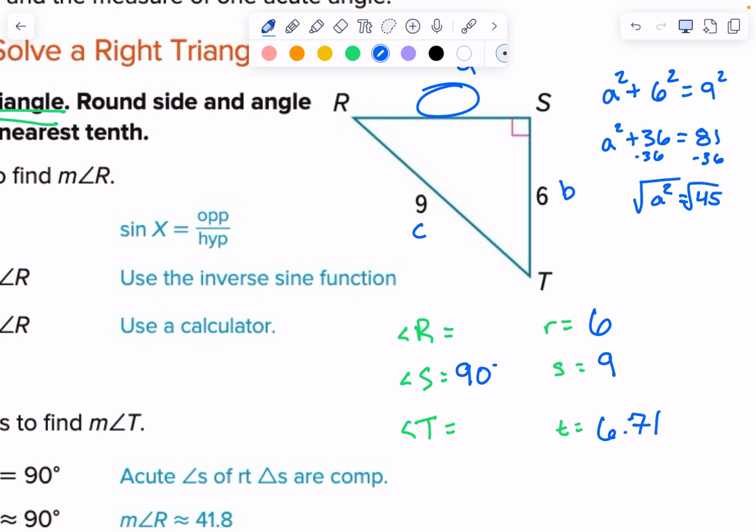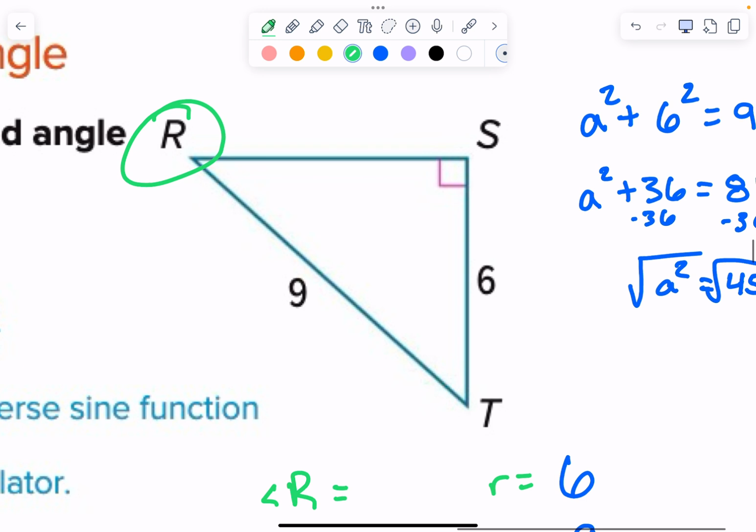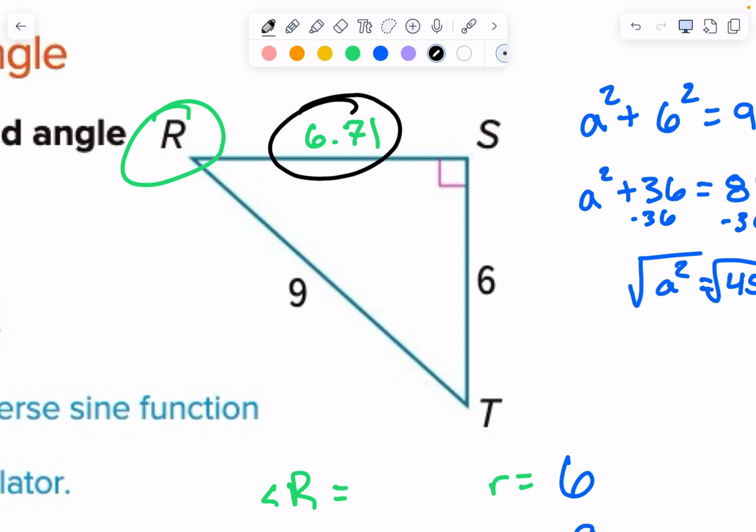6.71, yes, perfect. Now we have to do something else to solve for R or S or T. Which one do you want to pick on first? Let's do R. Here's the deal. 6.71 is this side. I have all 3 sides, so I can use any of those to do sine, cosine, and tangent. I only need 2 of them. Technically, I could use this one, but I don't want to because I rounded that number. I want to use the 2 that they gave me.